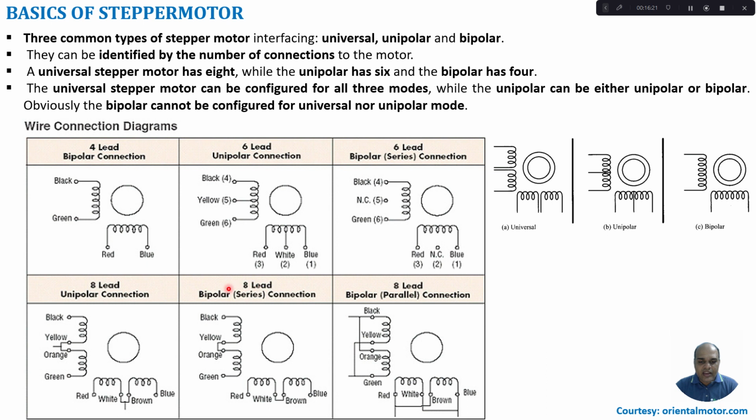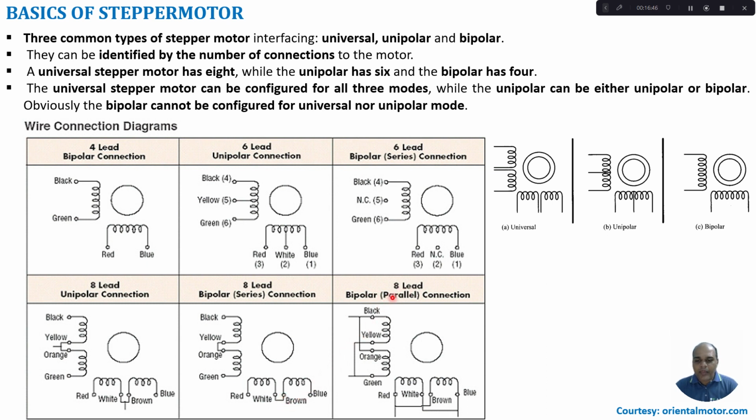Same way 8 lead bipolar. So 8 leads are there, black, green, red, blue, and the center points are yellow and orange. So this yellow and orange are interconnected with each other and we are not going to take a common terminal, so thereby it becomes a bipolar connection. Same way here, white and brown are interconnected with each other, thereby it forms a bipolar connection.